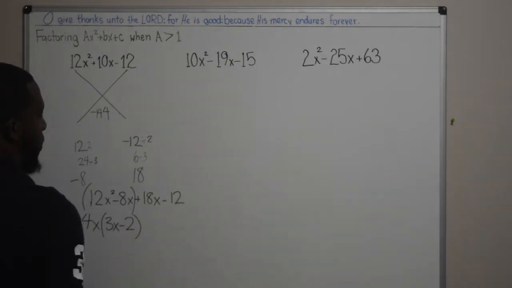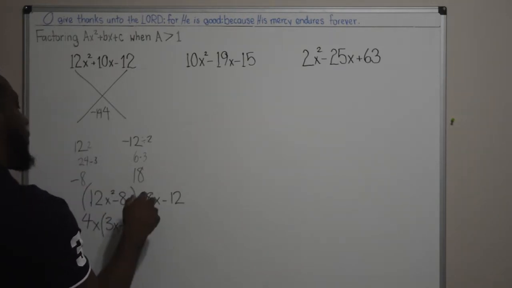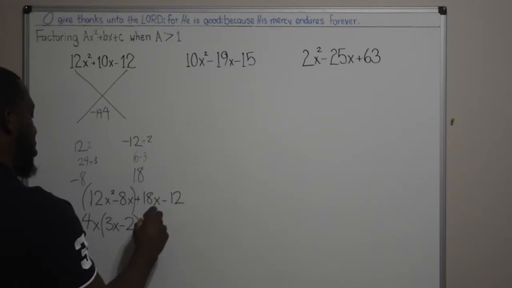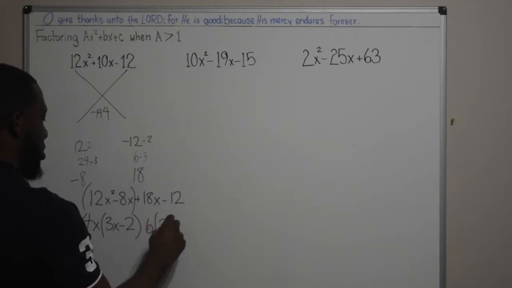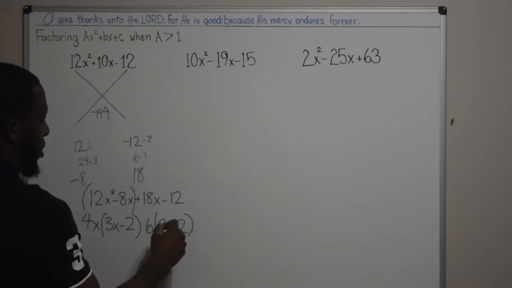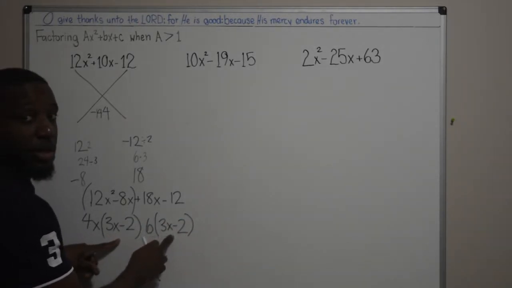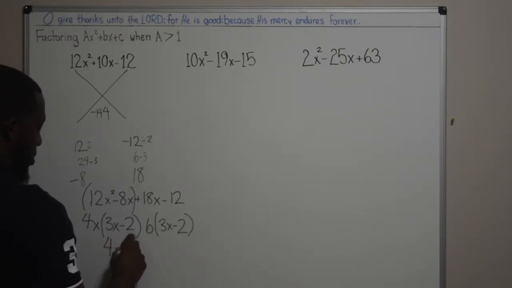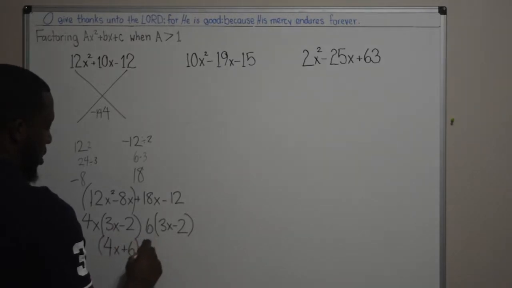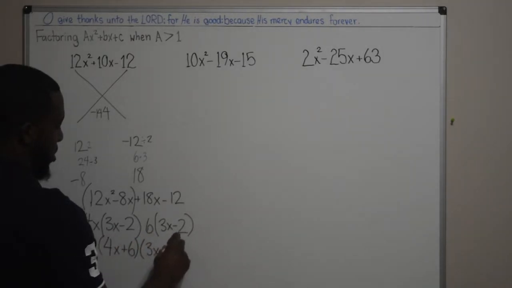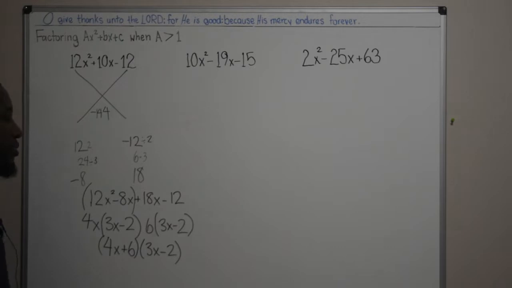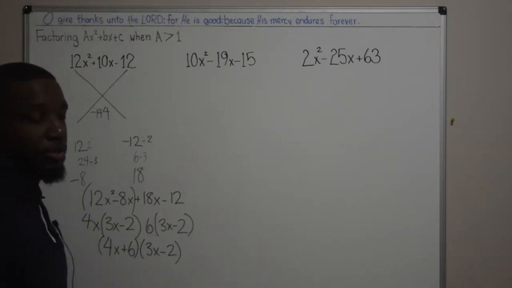And then right here I can factor out the greatest common factor of 18 and 12, which is going to be a 6. So I got 6 times 3x minus 2. Remember, when these two are the same, that means you did it right. So I got 4x plus 6 times 3x minus 2. Now pause the video and redo it if you need some extra practice.